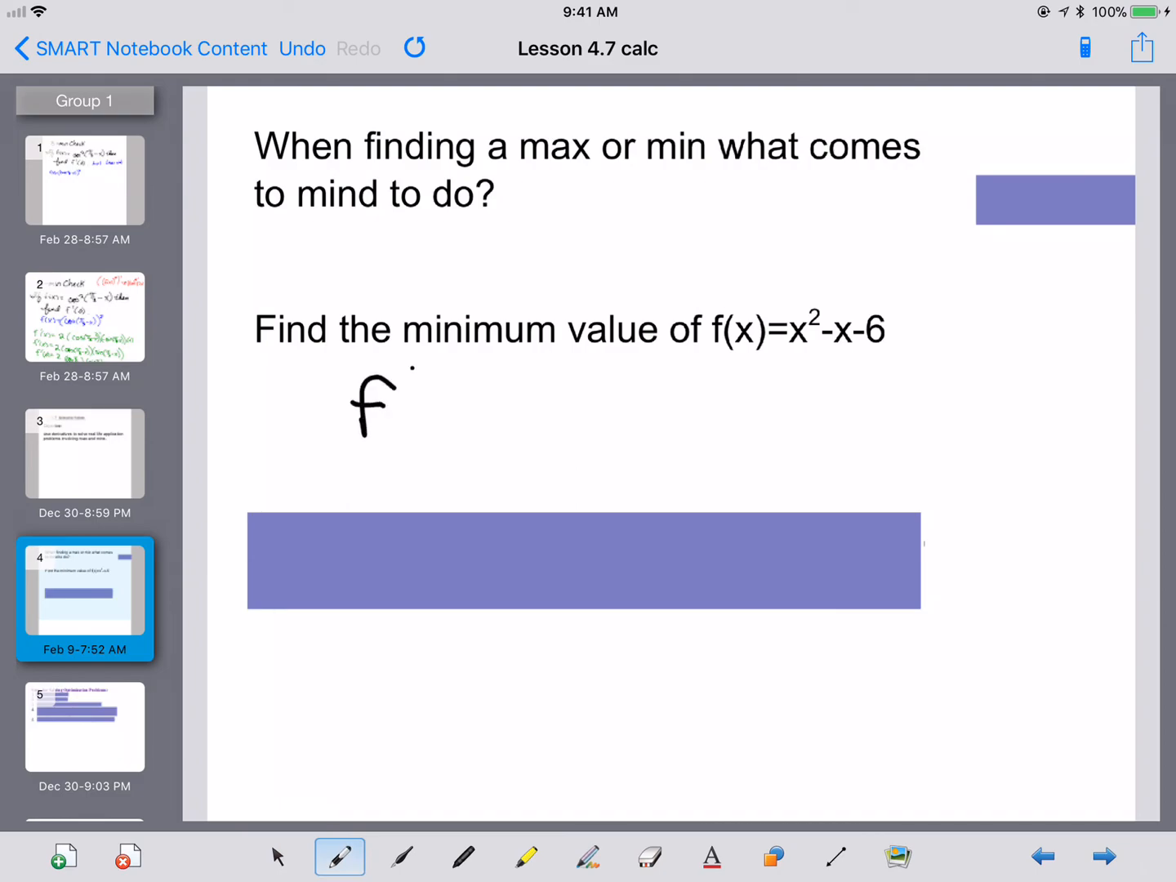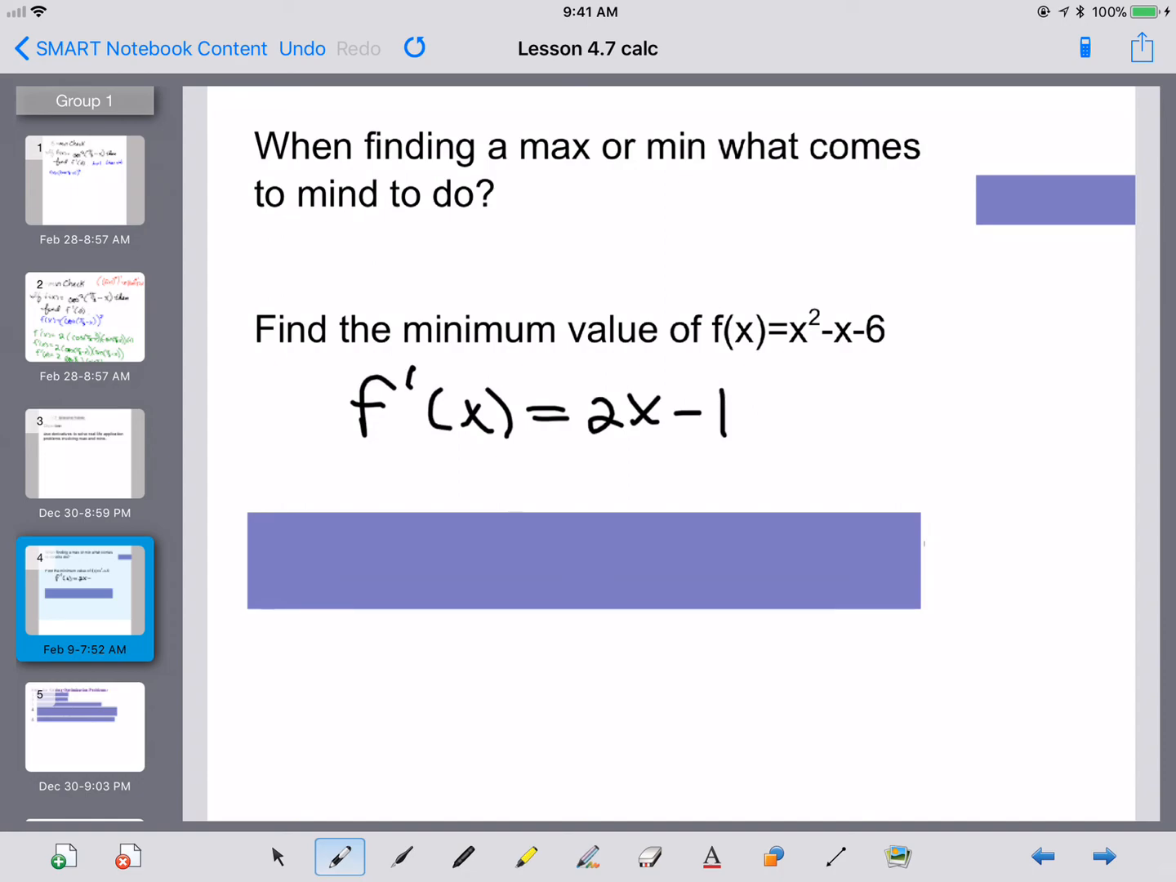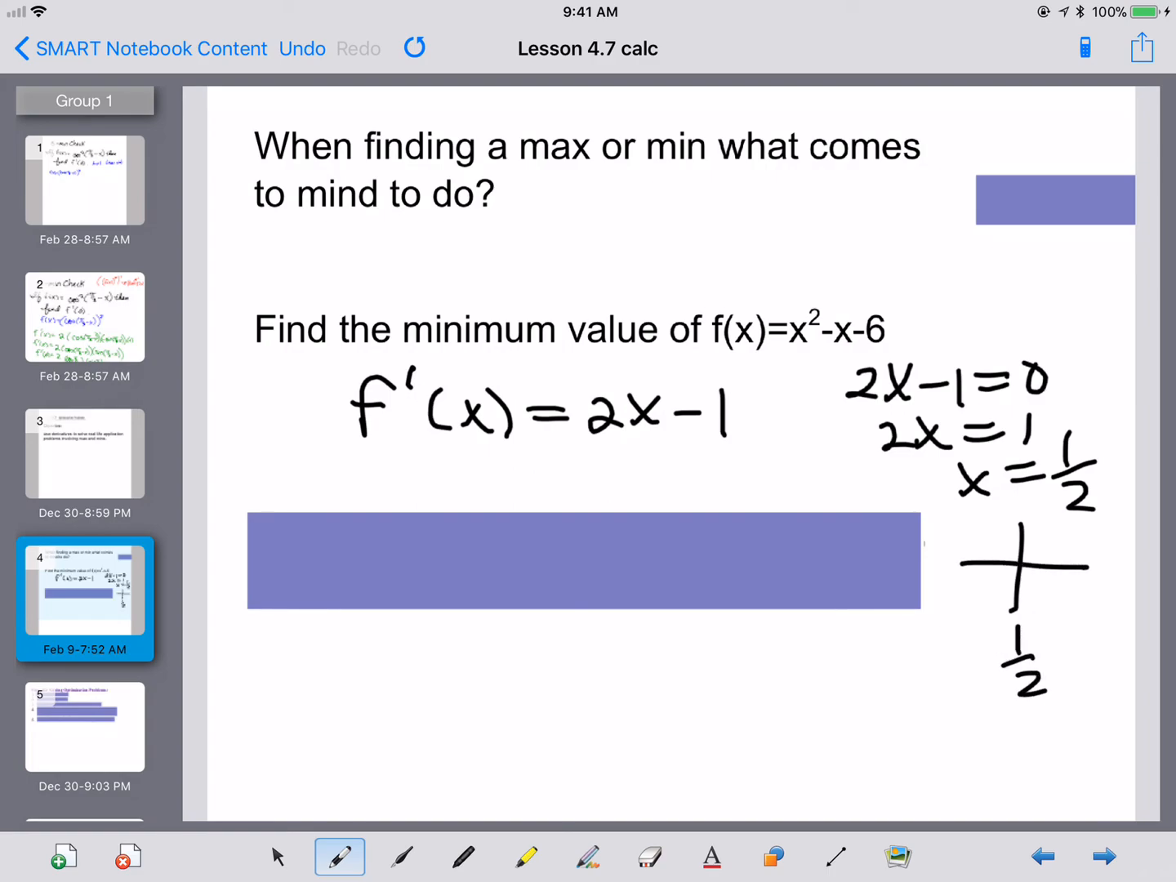we would take the first derivative. We would set that first derivative equal to 0. We would then go ahead and see, is it a max or min? Now remember, you could do it by a plus-minus chart. If you plugged in 1/2, anything to the left of it would be negative. Anything to the right of that would be positive.